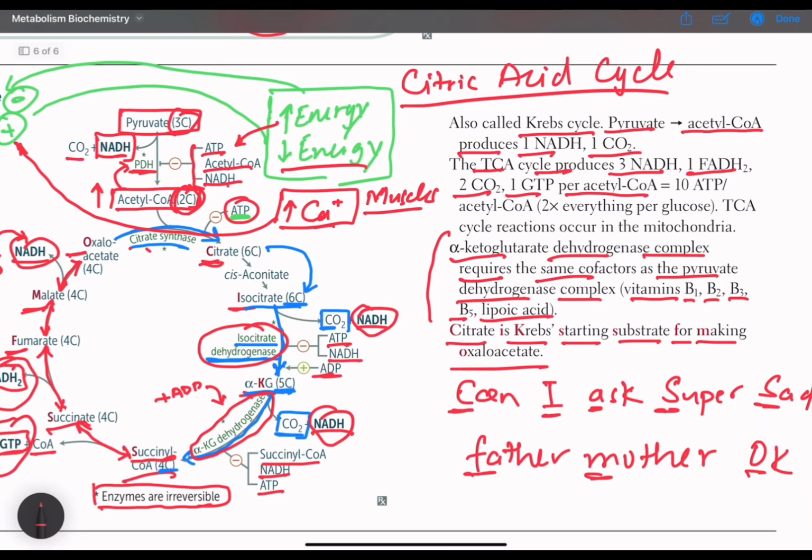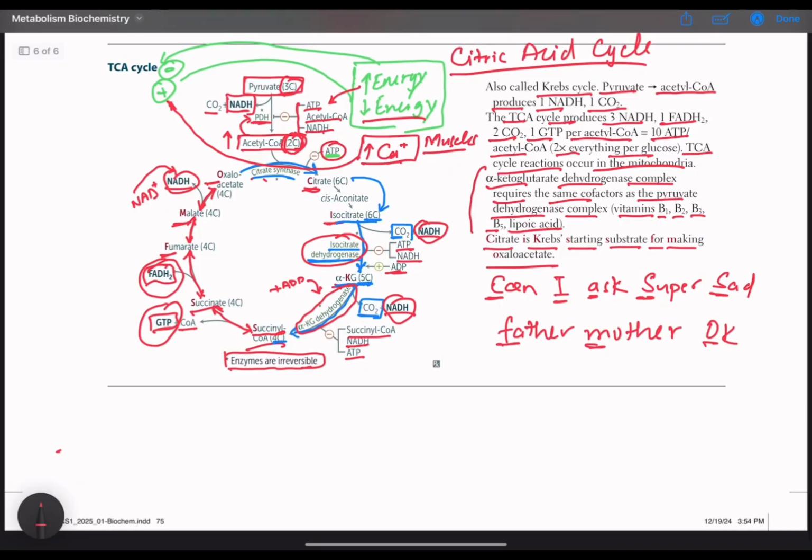This means that 10 ATP per acetyl-CoA, so for two acetyl-CoA per glucose molecule, are produced via the TCA cycle. TCA cycle reactions occur in mitochondria. The TCA cycle reactions of mitochondria are the evolutionized reactions of the organism. So why do they have an advantage over the lactic acid cycle?